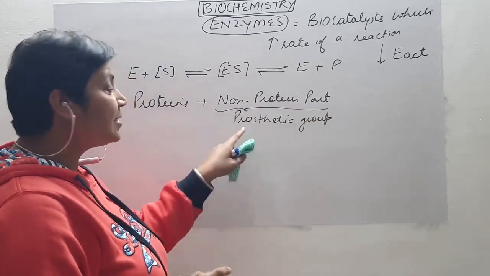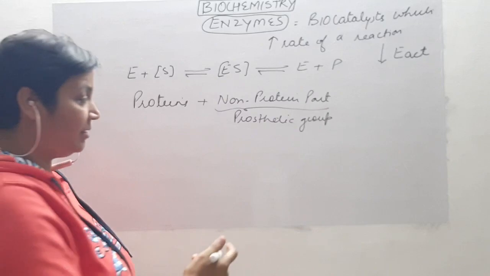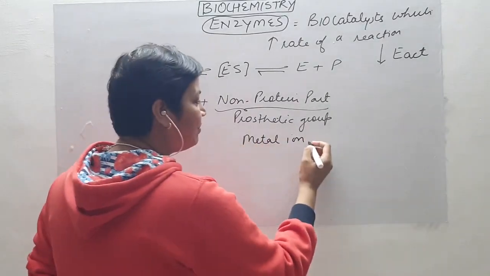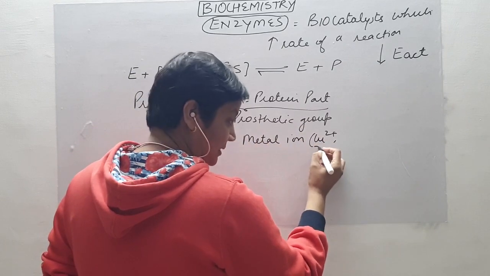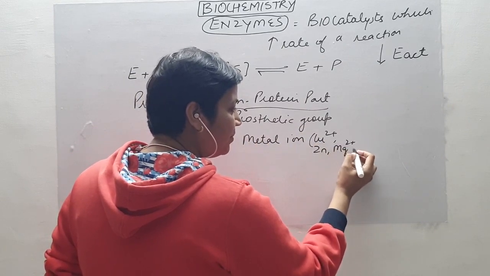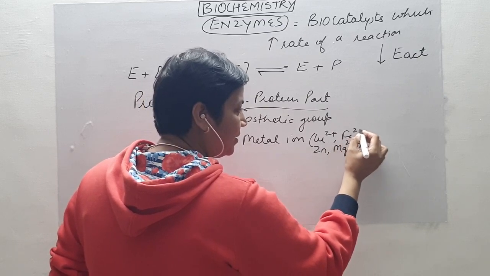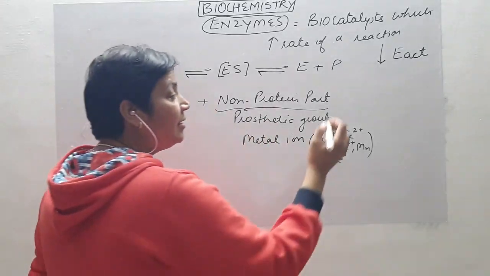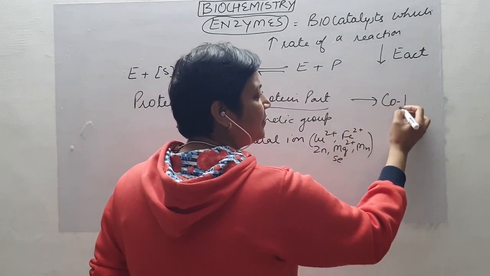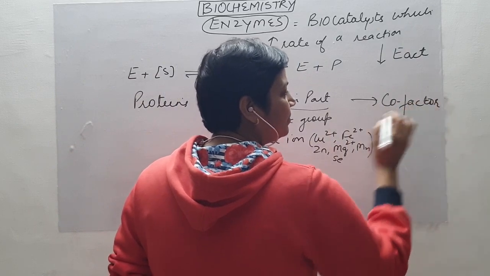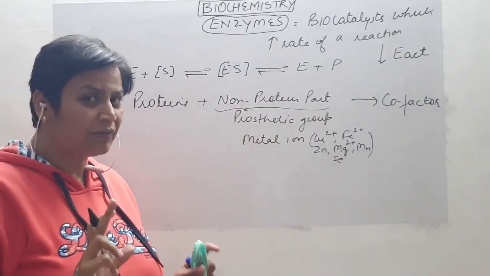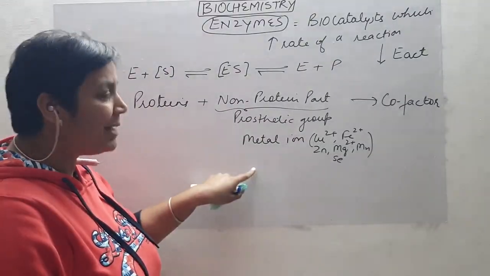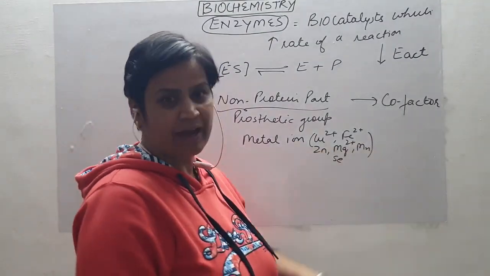Now, if this prosthetic group is a metal ion, very, very important. If it is a metal ion, for example, copper, zinc, magnesium, manganese, iron. There are other examples also, selenium. Then it will be known as a cofactor. Means if this protein part of an enzyme is associated with a non-protein part, which is a metal ion, it will be known as a cofactor.